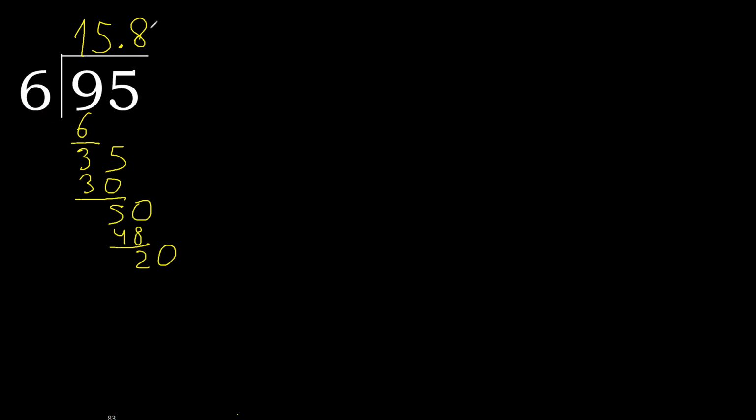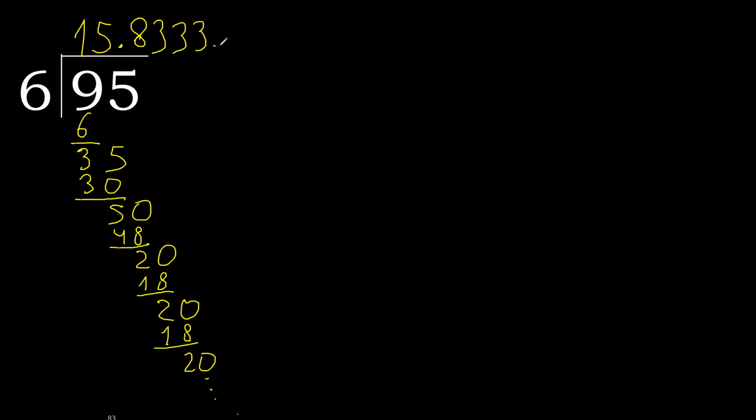20. 6 multiplied by 3 is 18. Okay, which is not greater. 20 minus 18 is 2. Complete, point. The point is here. 20. 6 multiplied by 3 is 18. Subtract, complete. Here, it repeats. Therefore, it repeats.